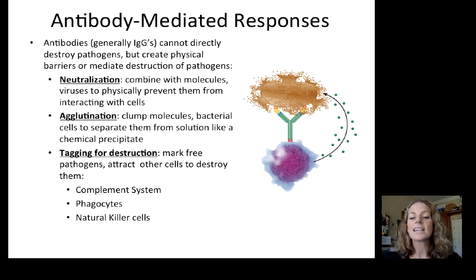The last is that antibodies will tag a cell for destruction by something else. So the antibody itself doesn't do the destroying. The antibody will tag it and say, hey, I found something, and then the complement, the phagocytes, and the natural killer cells can come in and either gobble up the bacteria or poke holes in it so that it dies.